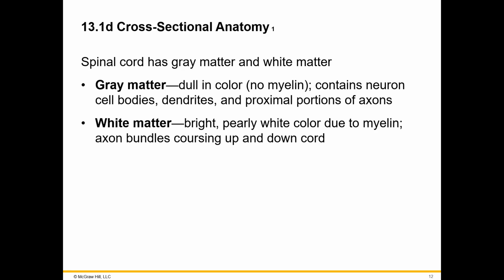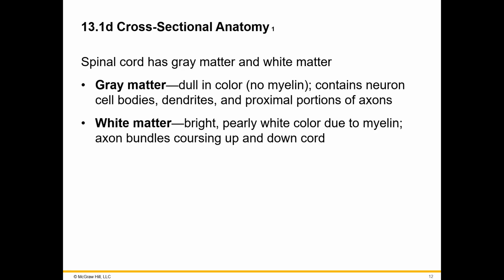What's the name of the cells who wrap fibrous tissue around the central nervous system neuron axon? Oligodendrocytes. Excellent. So white matter, that's a bright, pearly white color due to the myelin sheath axon bundles that are coursing up and down the cord.